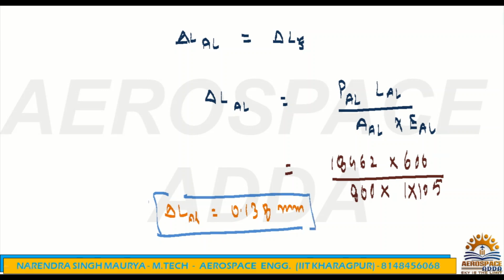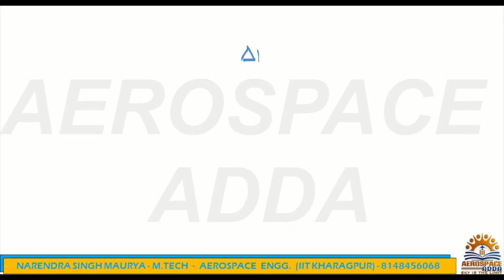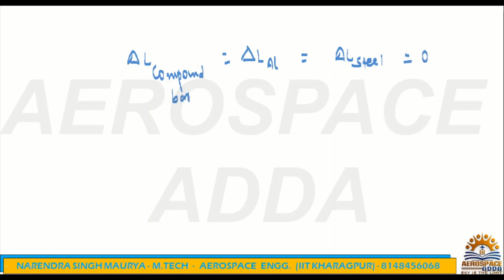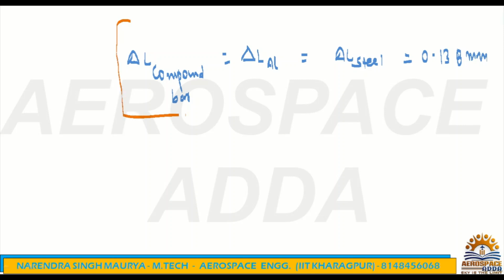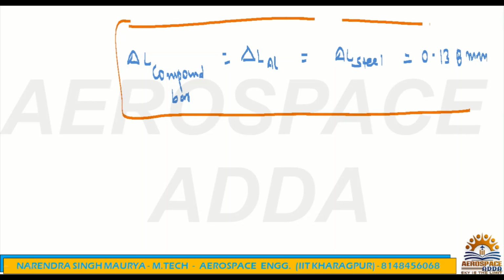This is nothing but the change in length of aluminum, and this will be for the complete composite bar also, because whatever the change in length in aluminum will be the change in length in steel, that we already know, and that is nothing but the change in length for the compound bar, which is the same, 0.138 mm. This is the final answer for this type of compound bar. If a question comes based on this, we have to process it this way.